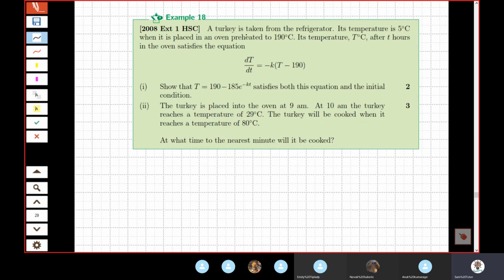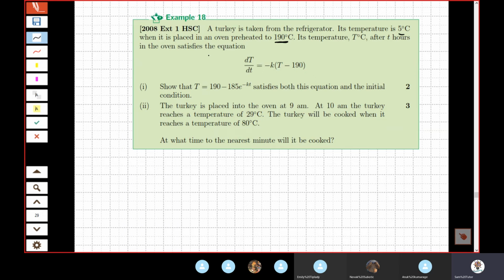Okay, a turkey is taken from the refrigerator. Its temperature is 5 degrees when it is placed in an oven preheated to 190 degrees. Its temperature after t hours in the oven satisfies this equation. Show that T satisfies both this equation and the initial condition.